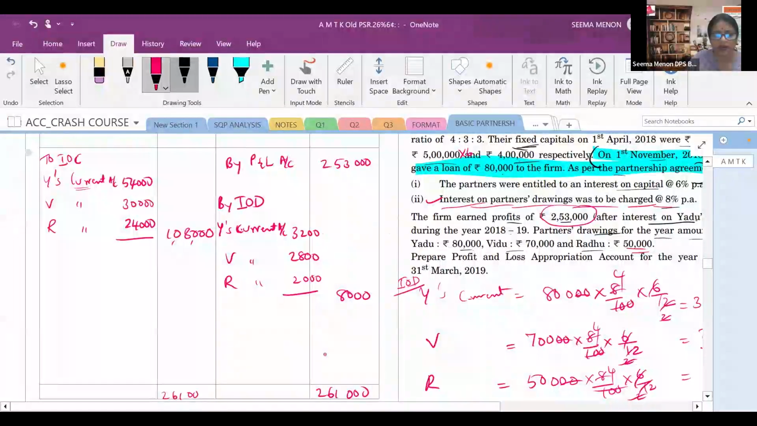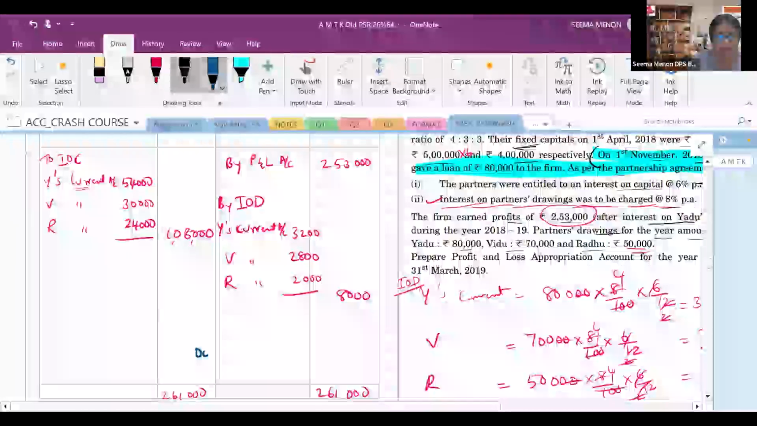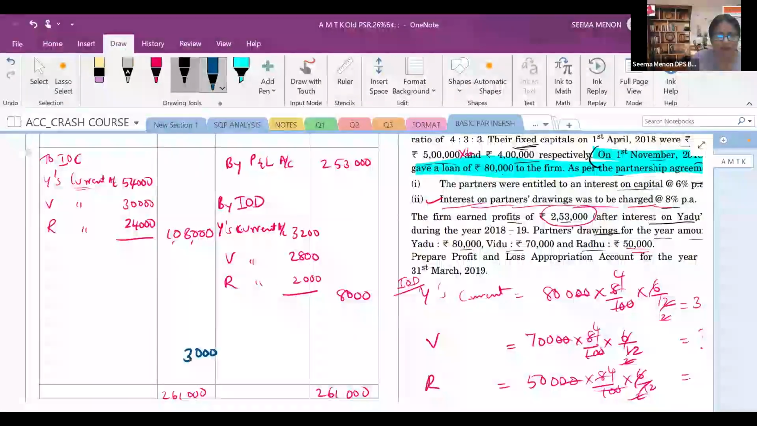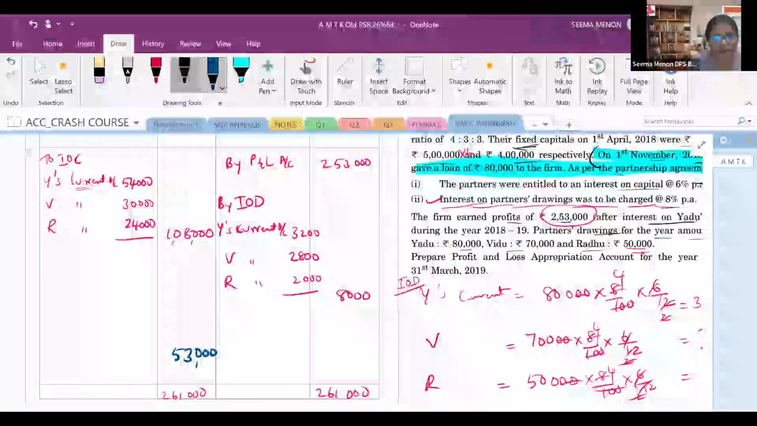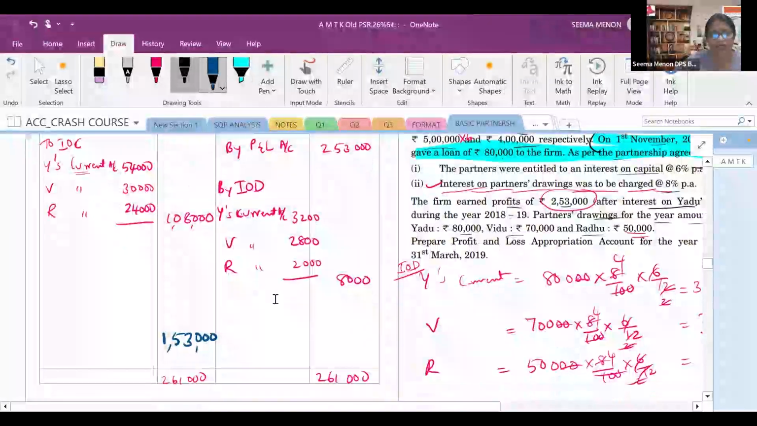2,61,000 you will write in the total column. Now what to do? You will take out the difference. So that is 8 plus 3, 8 plus 3 it is 11. Then 1 plus 5 is 6. Then it comes 1. 1,53,000. Right, children? So 1,53,000 plus 1,08,000 you will be getting 2,61,000.